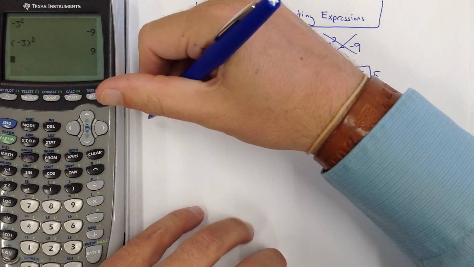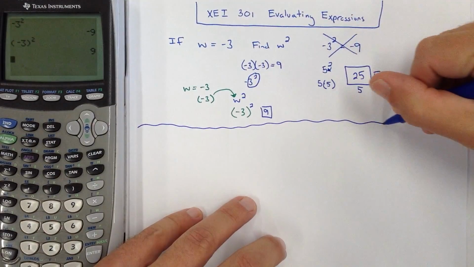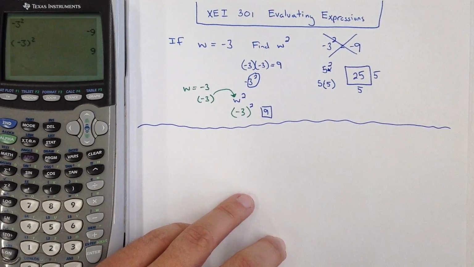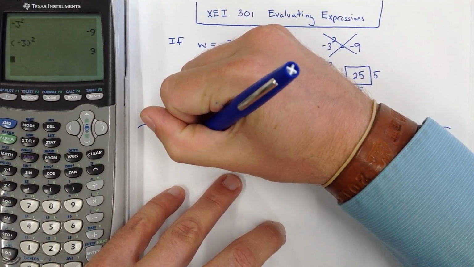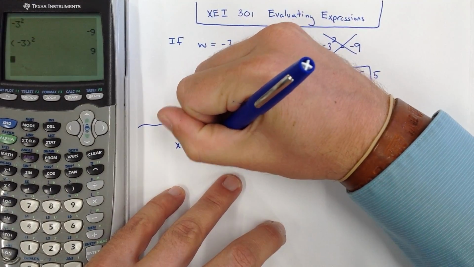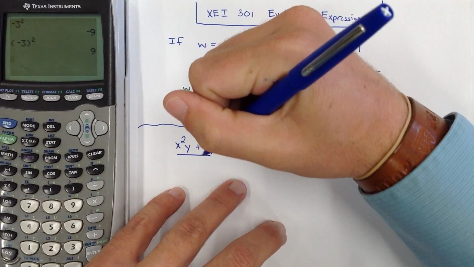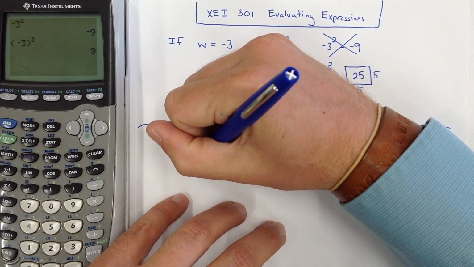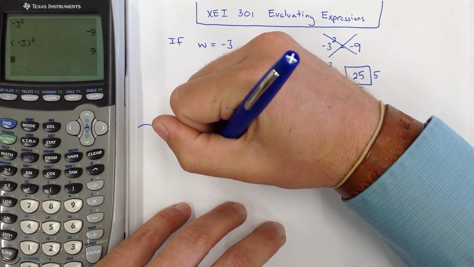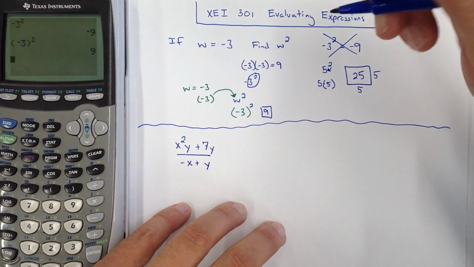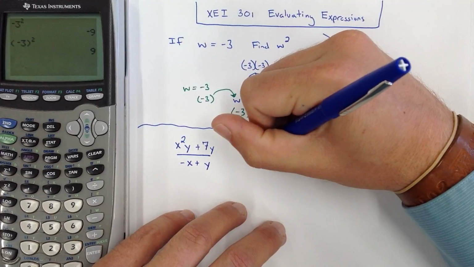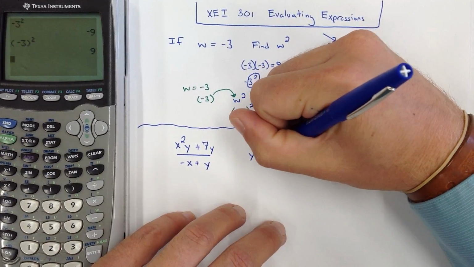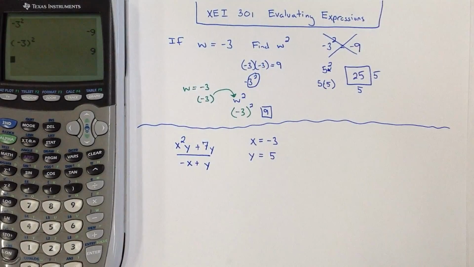Let's see if you can do this. I'm going to give you a problem. You can pause the video and give it a shot and see how well you did. Ready? x squared y plus 7y divided by the opposite of x plus y. Can you evaluate this if x equals negative 3 and y equals 5? Press pause on the video, give it a try, and then come back.